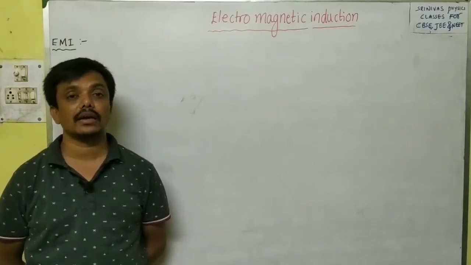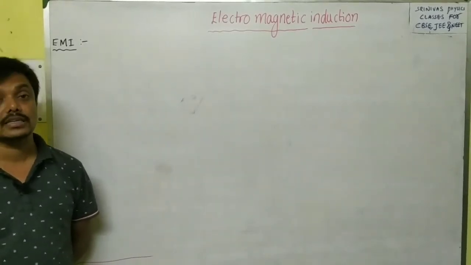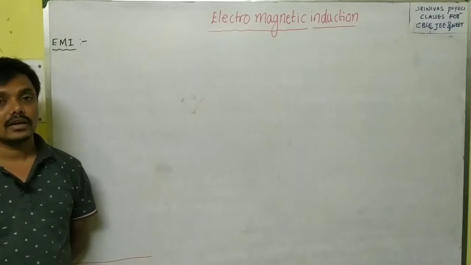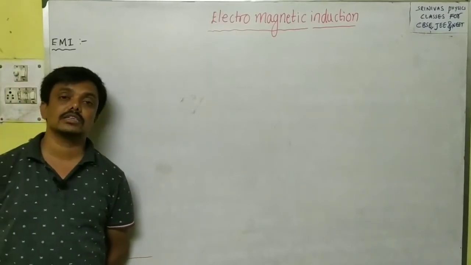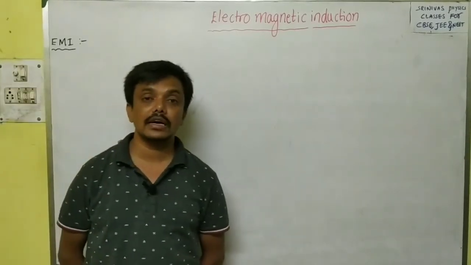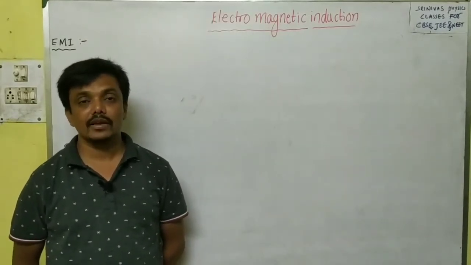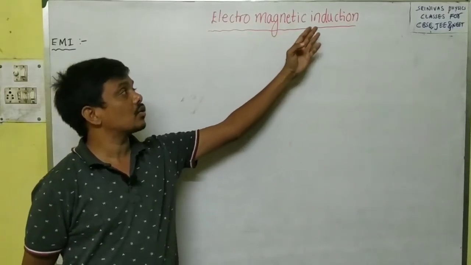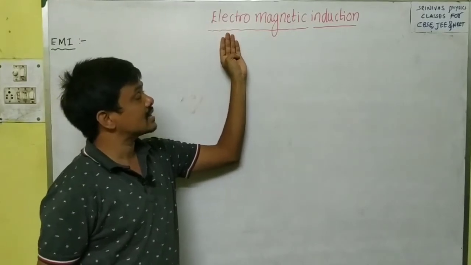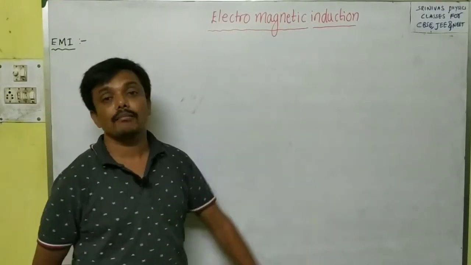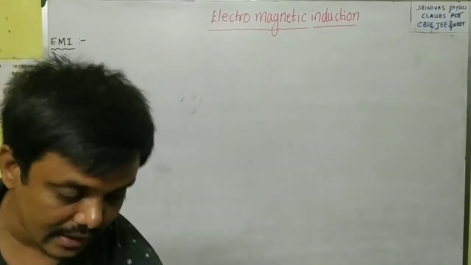We can generate the magnetic field from the current, but is it possible to generate electricity from the magnetic property? Practically, the scientists Faraday and Henry observed that we can generate current by change in the magnetic field. That phenomenon is called electromagnetic induction. Induction means producing, electro means electricity. We are producing electricity by change in the magnetic field.